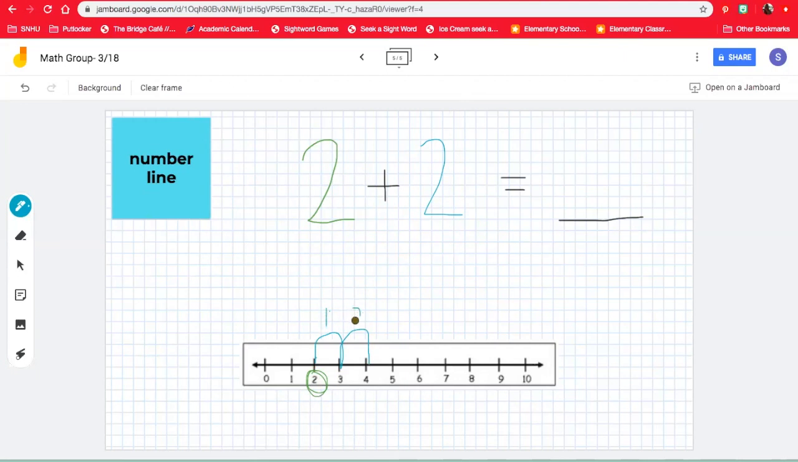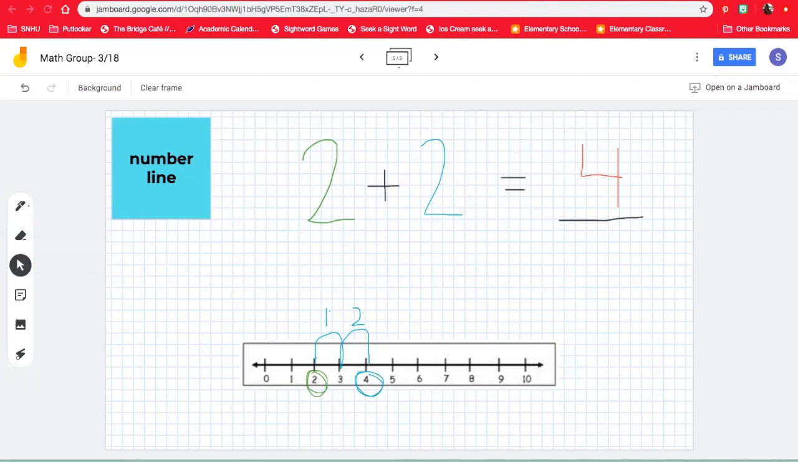1, 2. And what number did we stop at? 4. You're right. So 2 plus 2 is 4. Want to know something else that I noticed about this problem? We have 2 plus 2. This problem is a doubles fact.